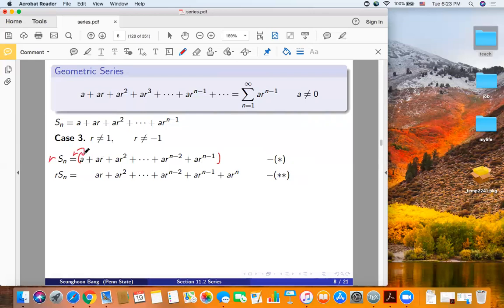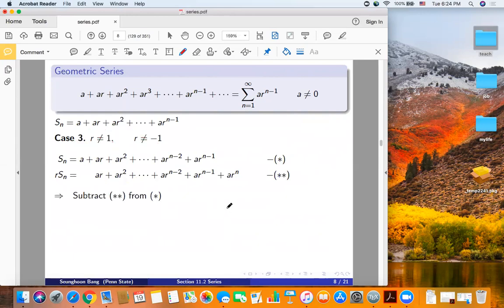The r times a is the first term. The r times ar is the second term. R times ar squared is here, a times r cubed. Here, r times ar to the n minus 1 is ar to the n. So we have r times Sn as the second one.